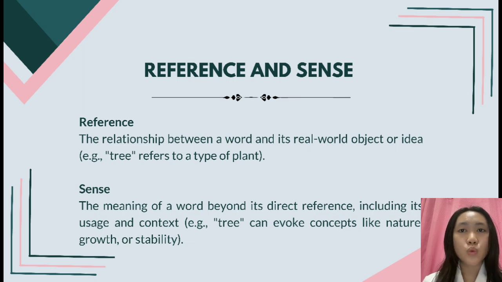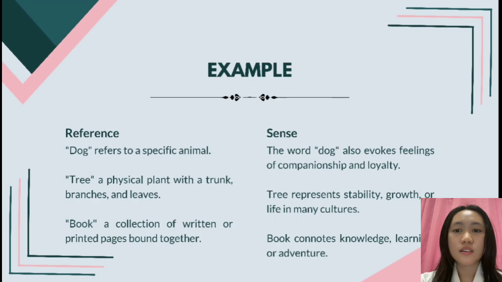So the reference is when a word points to something in the real world, like tree meaning a plant, wherein the sense is the deeper meaning or ideas a word brings to mind, like tree making you think of nature or growth. So for examples, in the reference, dog refers to a specific animal. In the sense, the word dog also evokes feelings of companionship and loyalty.